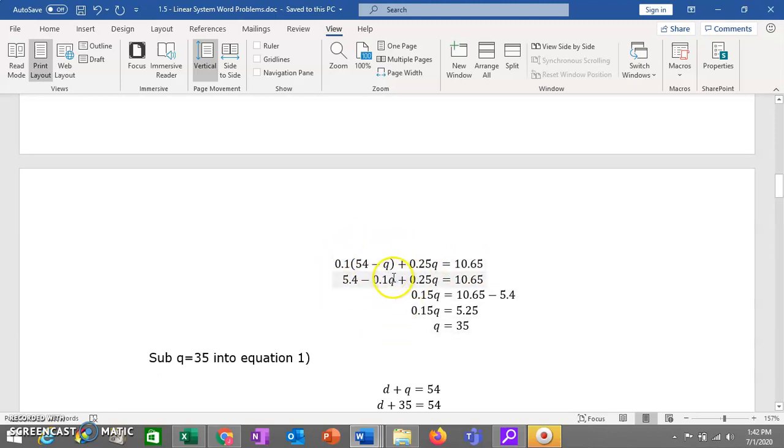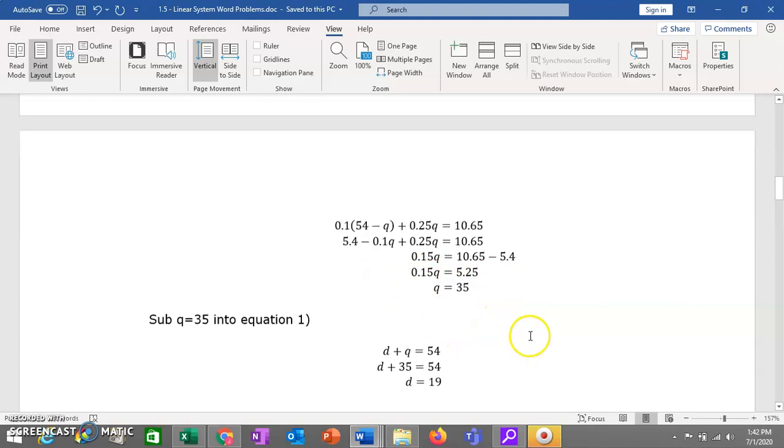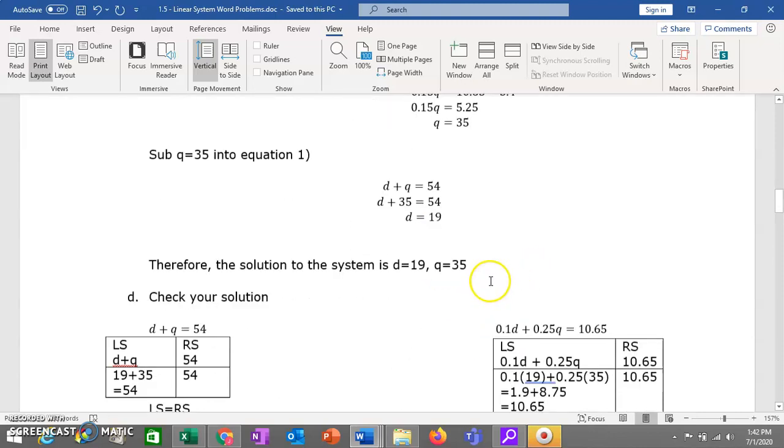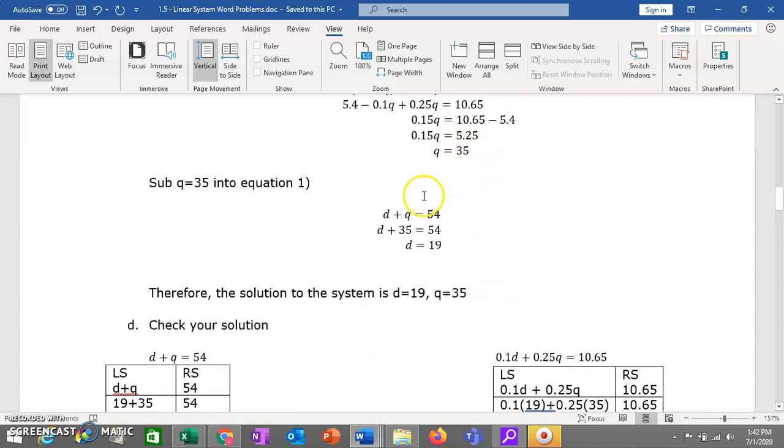And then you can see that the negative 0.1q and the 0.25q go together to get 0.15q. 5.4 goes over to the other side. I divide both sides by 0.15 to isolate q, and I get 35 for q. So I have 35 quarters. Okay, that's pretty easy. If I have 35 quarters, I can sub that in to d plus q to find out what d is, and d is going to be 19 dimes.